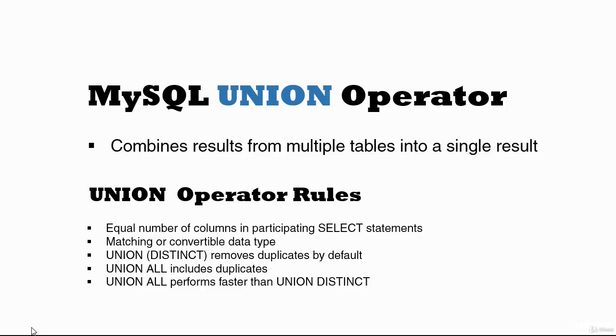So when you're specifying a union operator, you can use it with a distinct. If you use a distinct, it will remove all the duplicates. When you're using it without a distinct, it's still the same. By default, it eliminates duplicates. If you use the union operator with the all, it will include all duplicates. When you're using union all, it is a lot faster than when you use union distinct. So let's have a look at an example of how this works.